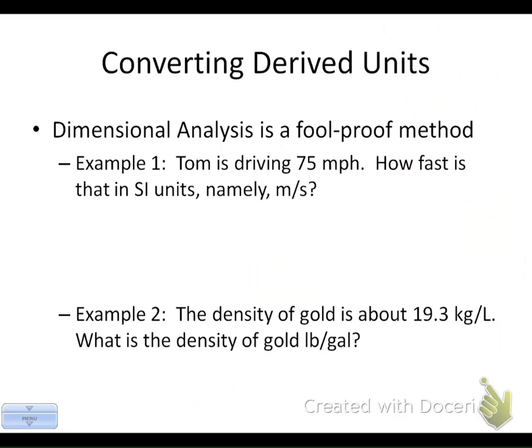I want to just quickly work through two examples of converting when we have these derived units. In the first example, we have Tom driving at 75 miles per hour. So 75 miles in 1 hour. The trick to converting derived units is that you can't deal with both units at the same time. So for example, this 75 miles per hour, that is a distance in the mile part of it and a time in the bottom. You can't convert distance and time at the same time, no pun intended.